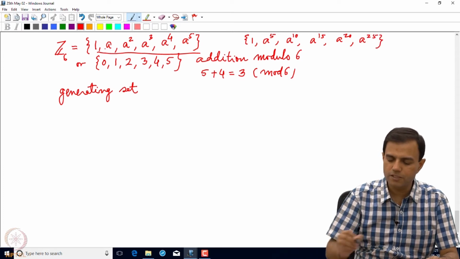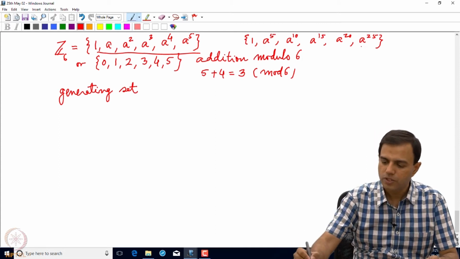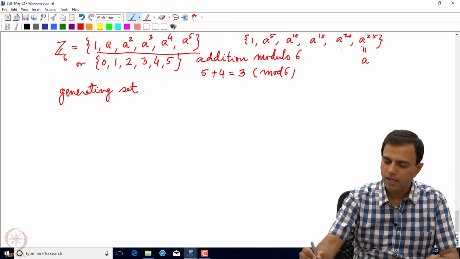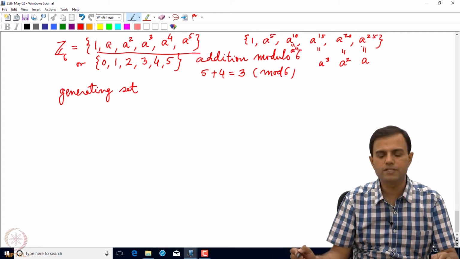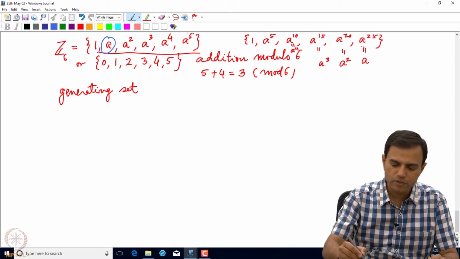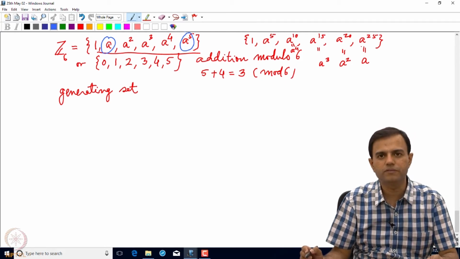That actually is the same as this, because A to the power 6, as you recall, is 1. So A to the power 25 is therefore just A, because A to the power 24 is identity. And now this is A square, this is A cube, A to the power 10 is A to the power 4. So all the elements are there. So A as well as A to the power 5, both elements are generators.